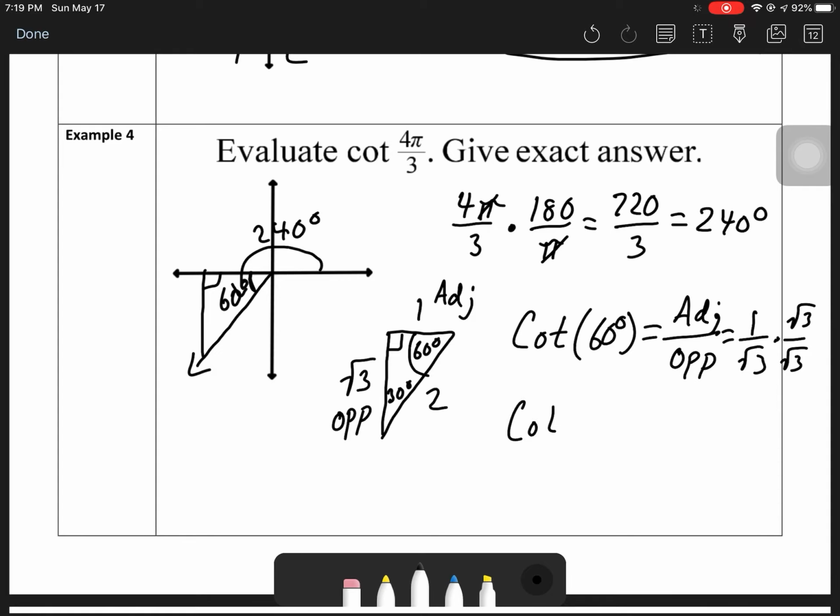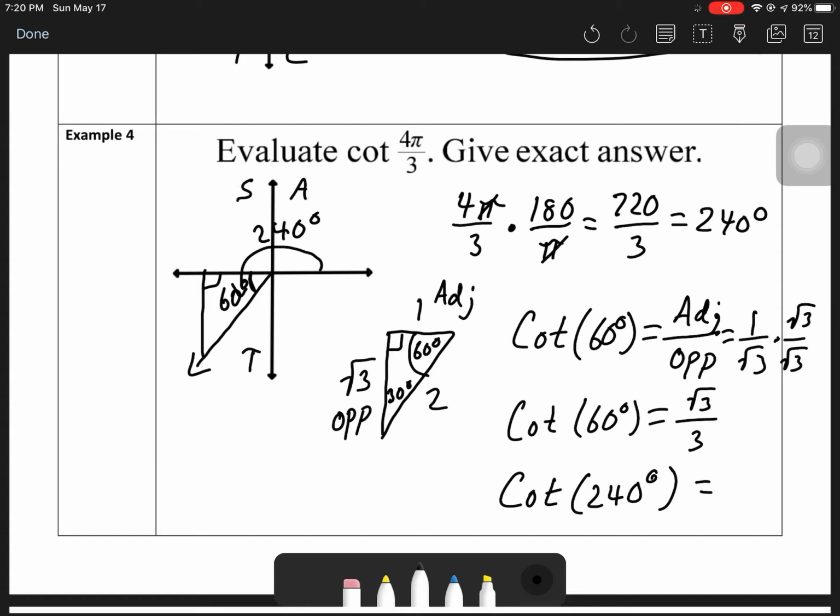So the cotangent of 60 equals the square root of 3 on top, and then square root of 3 times square root of 3 gives us 3. Now we want to find the cotangent of 240 though. So let's think about, is this going to be a positive or negative square root of 3 over 3? Since we are in A, S, T, C, we are in the T quadrant because our angle falls there. T is positive for tangent and cotangent. So our final answer would be positive.